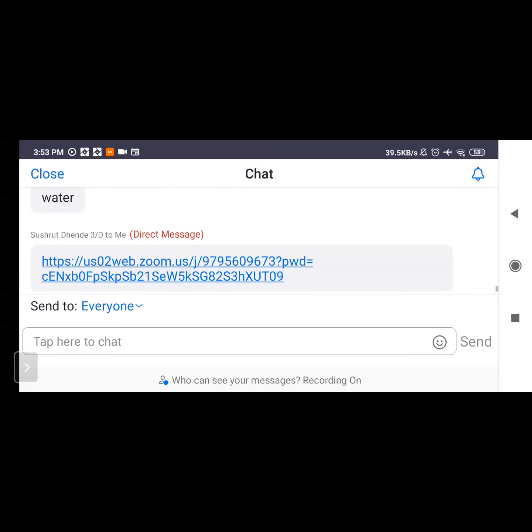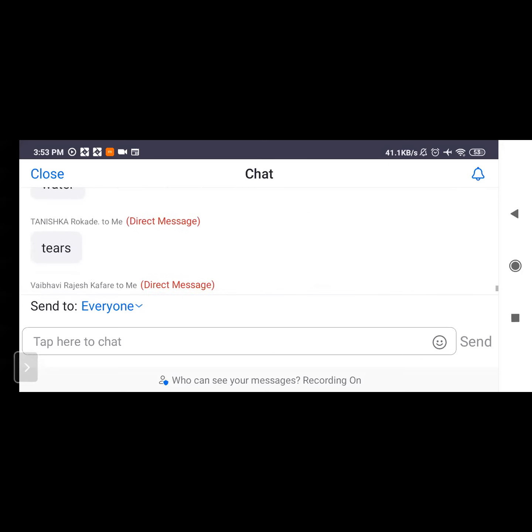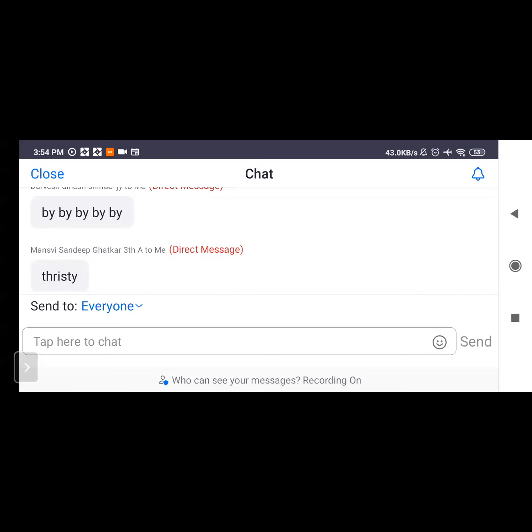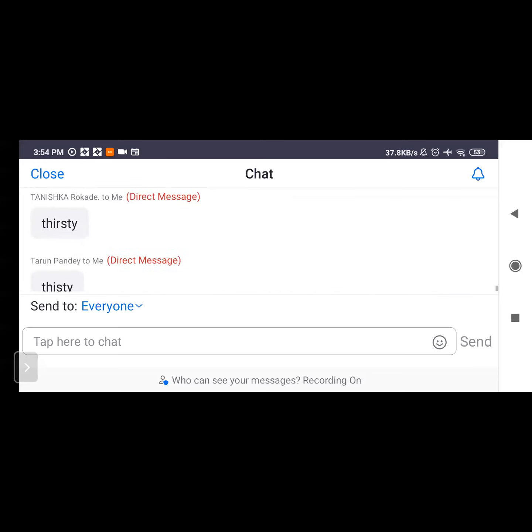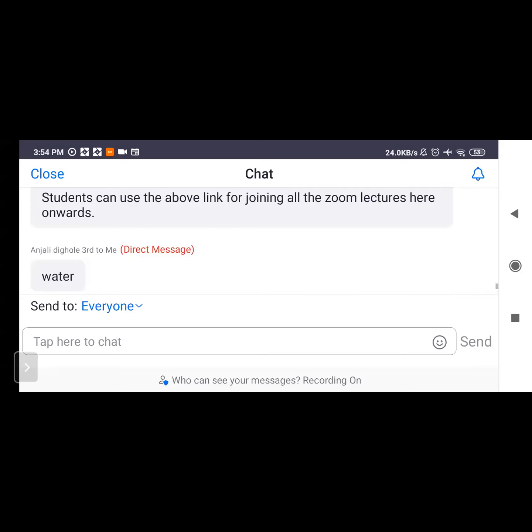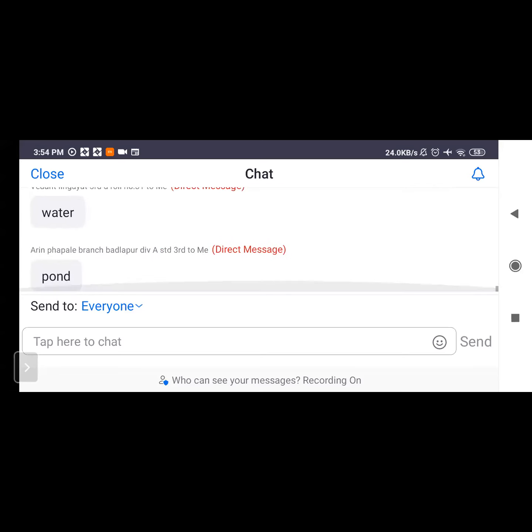When there is lack of water in our body, we feel. Very good. Yes, very good. Alia, very good. Lotus grows in. Lotus grows in. Very good. Anjali, very good.